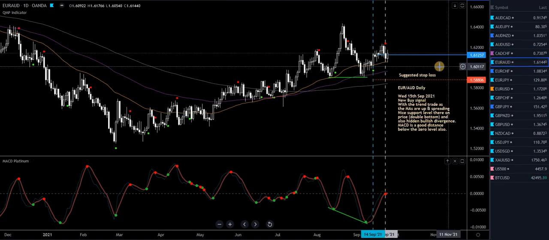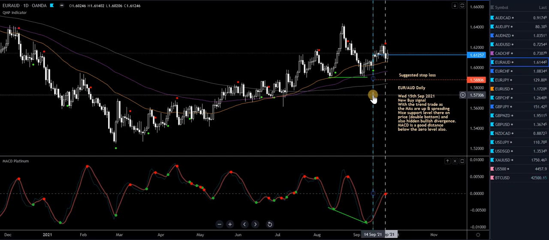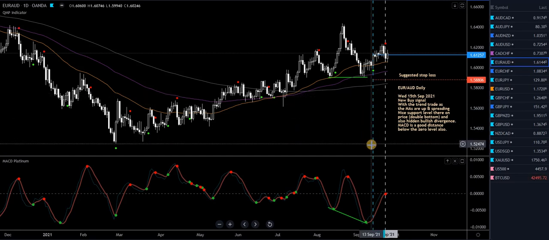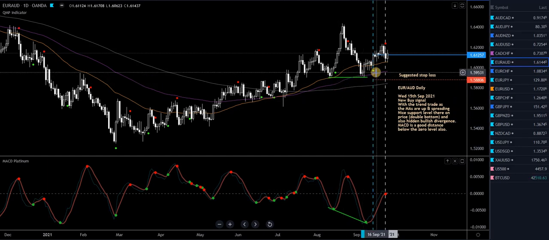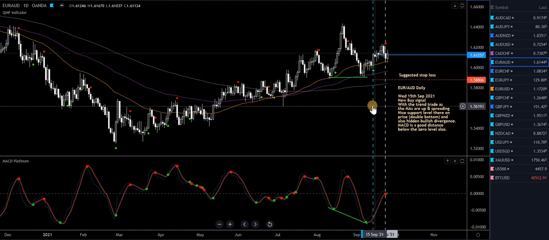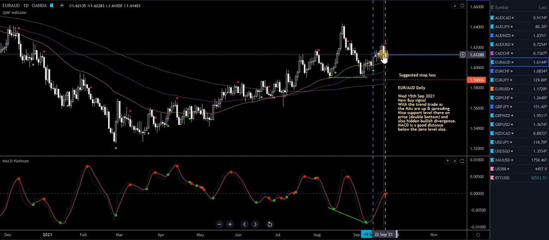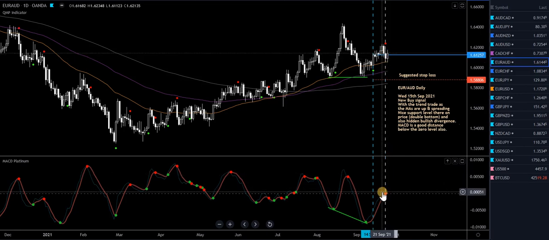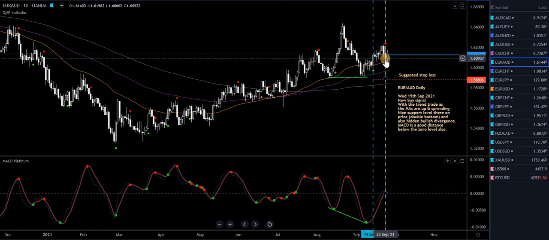EUR/AUD, another one. We took a buy here. Now, took a buy, trend is up, had this nice little support level here, hidden bullish divergence. It popped up, MACD Platinum just got close to the zero level. It popped through on the blue line, but then we got the sell signal here.